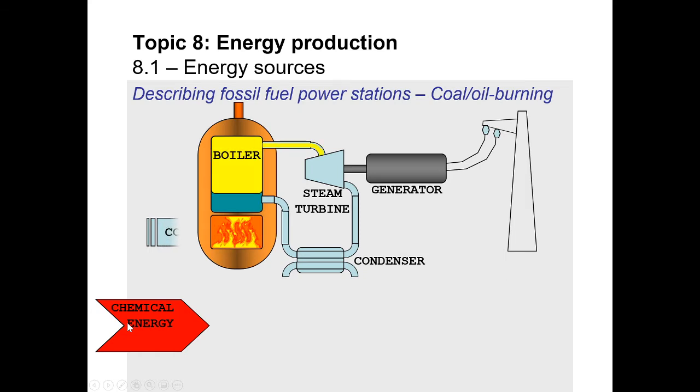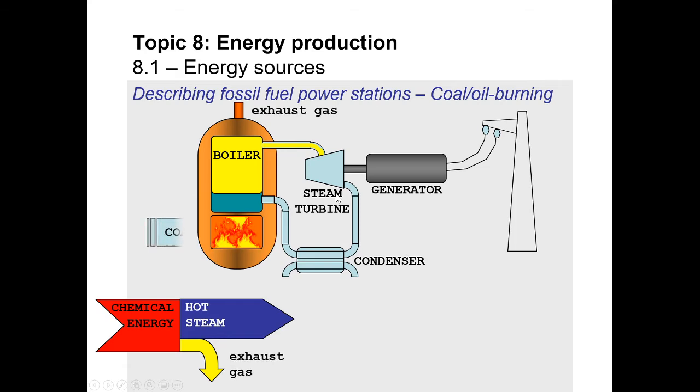Okay, so that chemical energy is then getting converted into hot steam of the water, which then is getting pushed through the pipes and then turns the generator. And of course, in the meantime, there's some exhaust gas that gets pushed out of the top. So that's loss of energy, inefficiency.